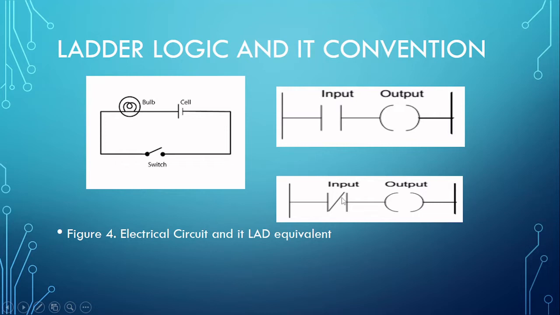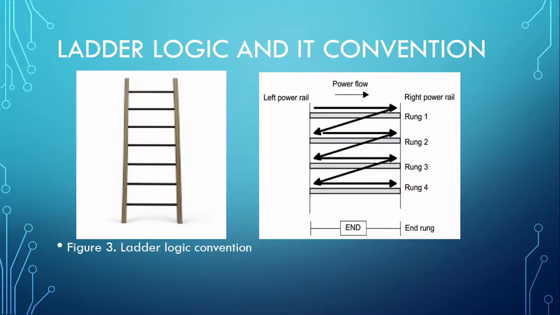But the ladder logic itself has its own convention. There are about 6 conventions to writing a proper ladder logic diagram. Number 1 is the vertical lines, which is what you have on the left and on the right, represent what is known as the power rail, and power flows from left to right, like we already said.